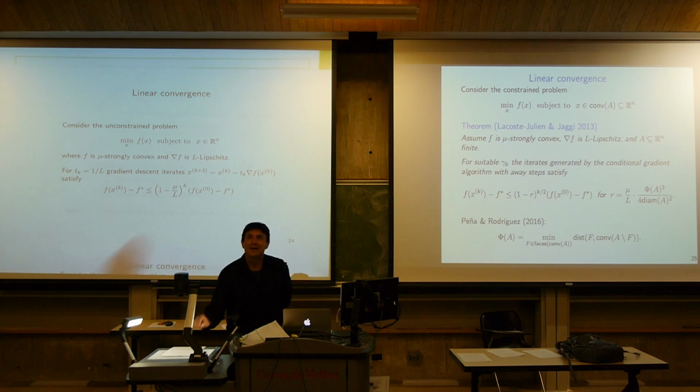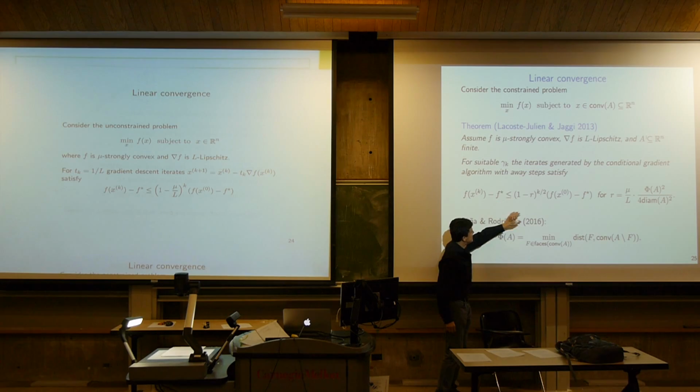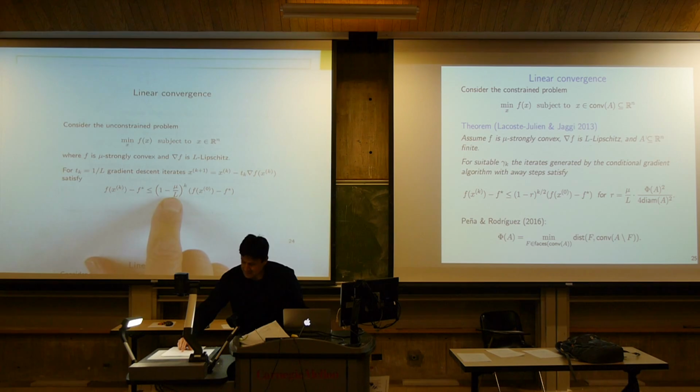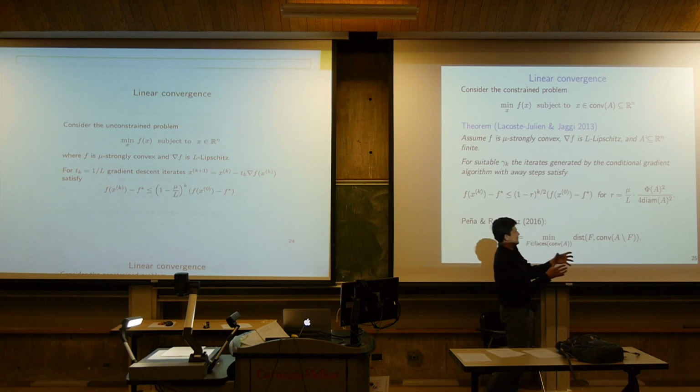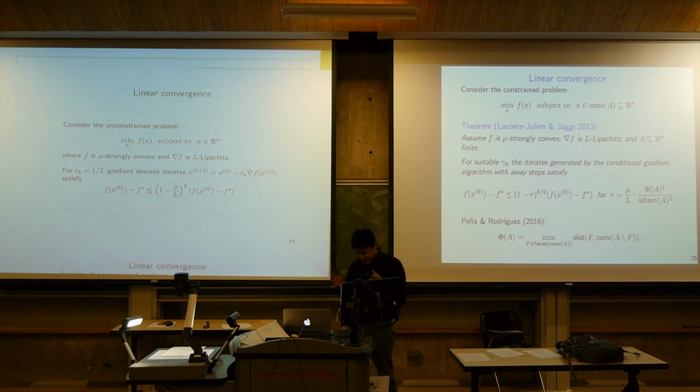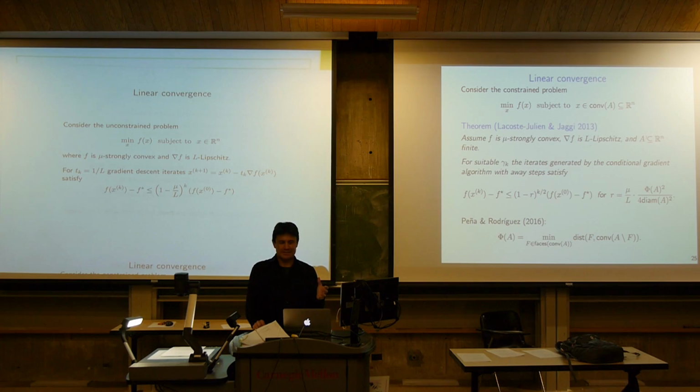It turns out that for conditional gradient, we have a very similar rate of convergence that is linear, except that this term now has to take the form of a condition number of the function times a condition number of the atoms. The condition number of the atoms is this good-looking expression, something that we coined the name facial distance.